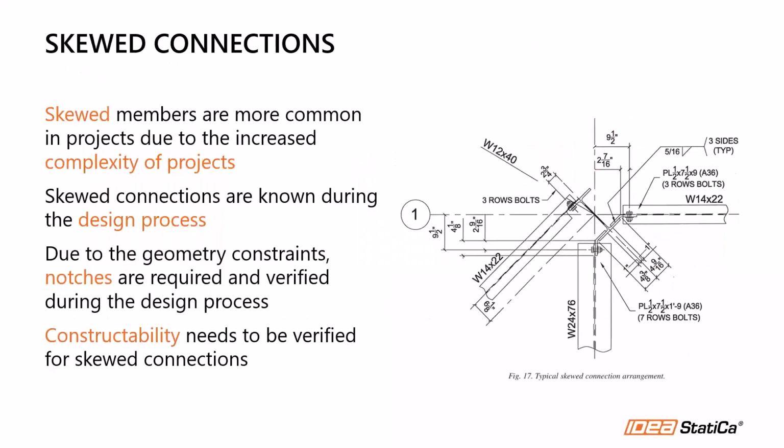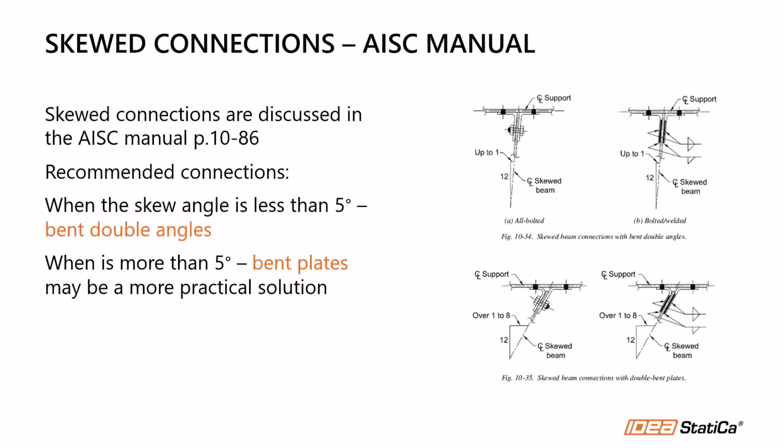These types of connections are known during the design process, as I mentioned, and skew members are more common due to the increase in complexity of projects, right? Because of the geometry and clashes with other members, most of the members were required to consider a notch in the beam. These notches can decrease their strength and possibly develop a buckling issue in the web of the beam, right? So let's see how we can cover this.